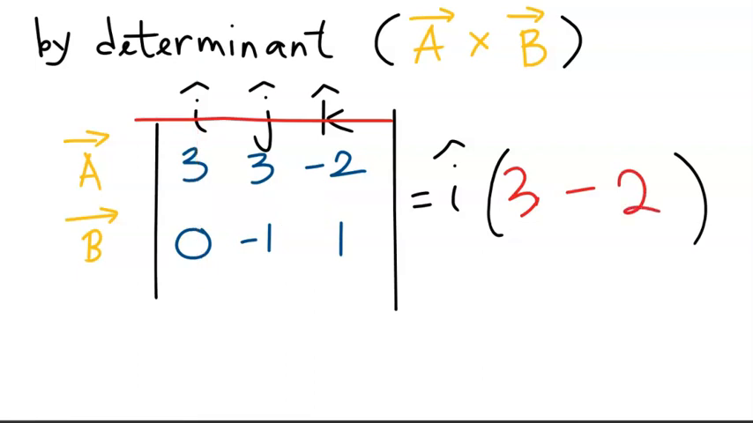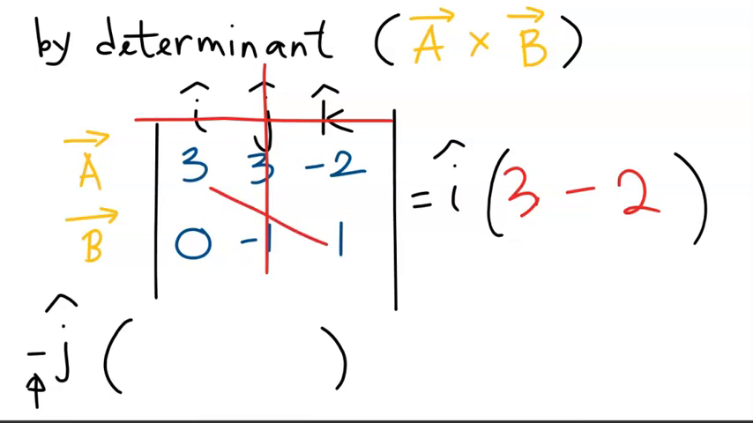Likewise, the y component can be evaluated in a similar manner. Note that I have already placed a minus sign here. It's just part of the formalism. And you cross out the j hat in two mutually perpendicular directions. That would leave you with 3, minus 2, 0, 1. If you evaluate that 2 by 2 determinant, it will be 3 times 1 minus 0 times minus 2. So 3 minus 0. Finally, the z component, plus k hat.